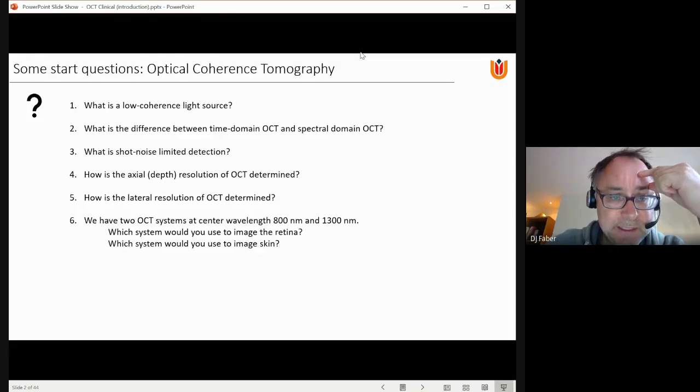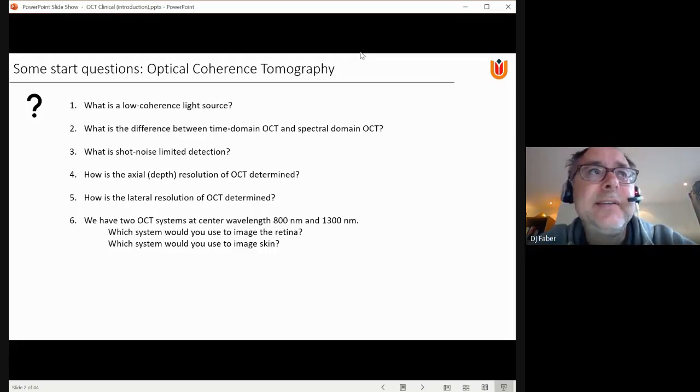Maybe question number 6, maybe that is something that we could try to answer. So let's say we have two OCT systems that have completely the same specifications, apart from the fact that one uses a center wavelength at 800 nanometers, so more or less reddish light, and the other one uses a center wavelength at 1300 nanometers, which is in the near infrared, so you can't see that anymore. And so now let's say you want to image two types of tissue. The one is the retina, so the netvlies, the back of your eye, and the other one is the skin.